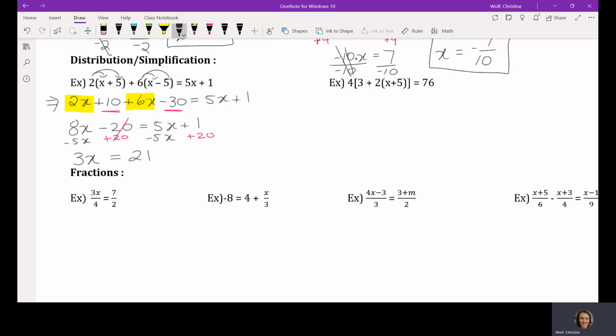Then I'm going to divide by 3. So I get x all by itself equals 21 divided by 3, which is 7.